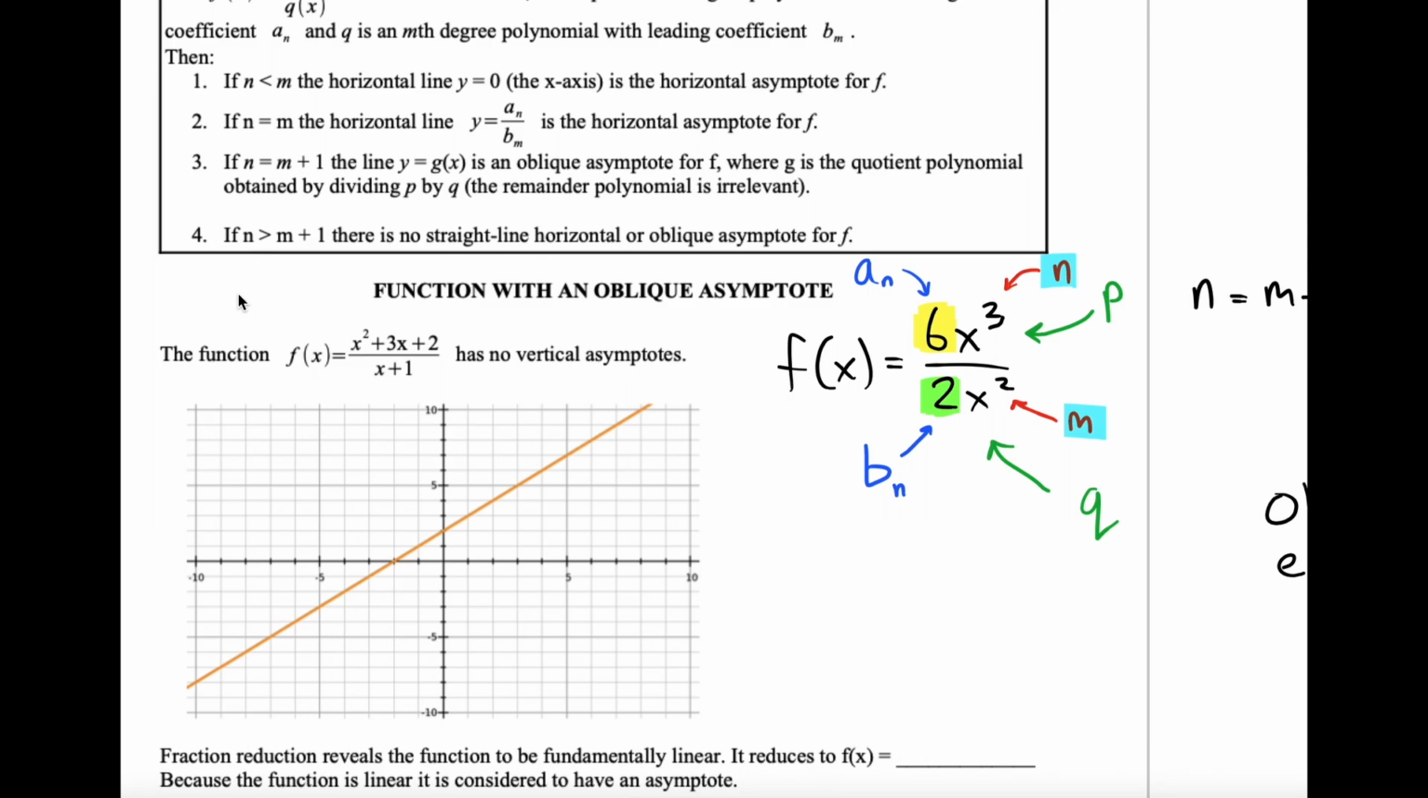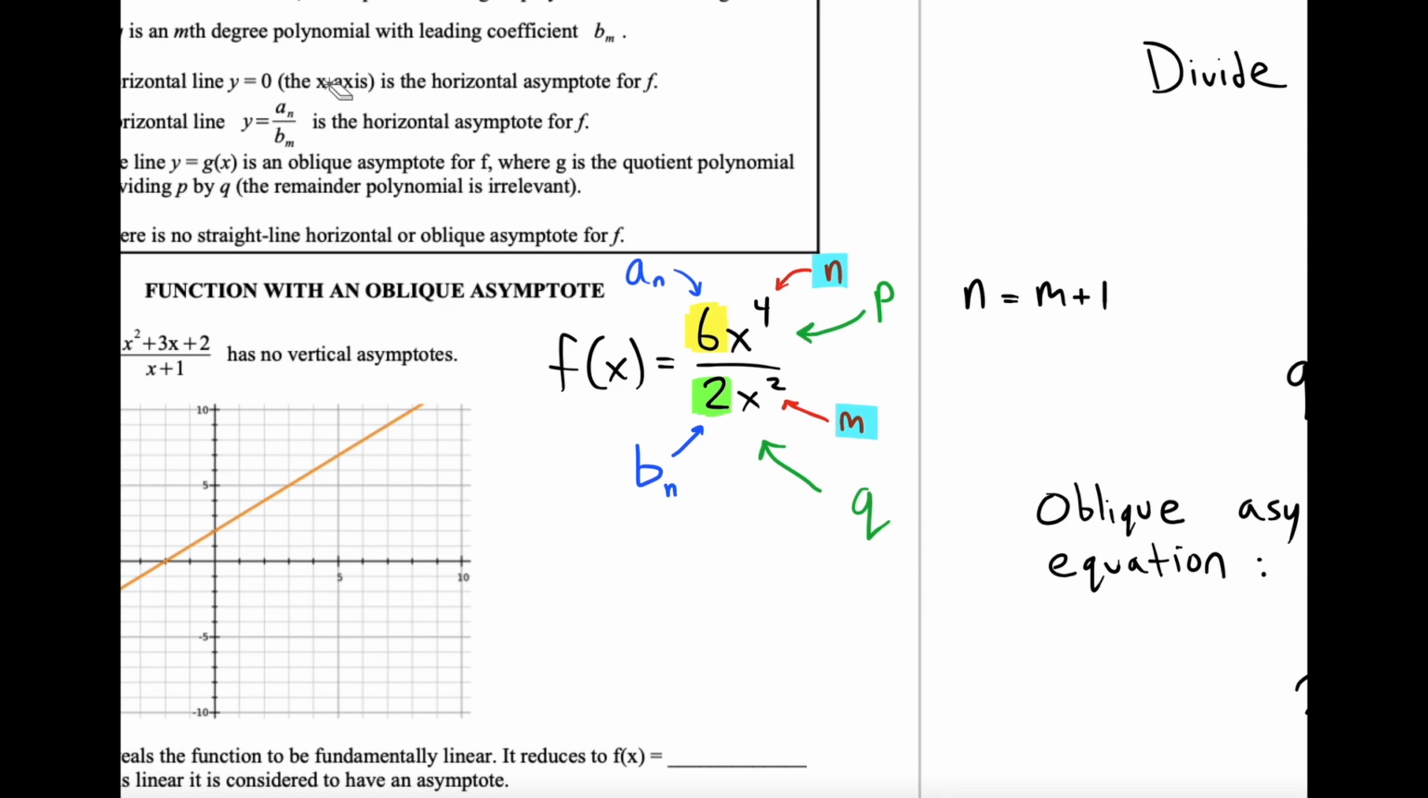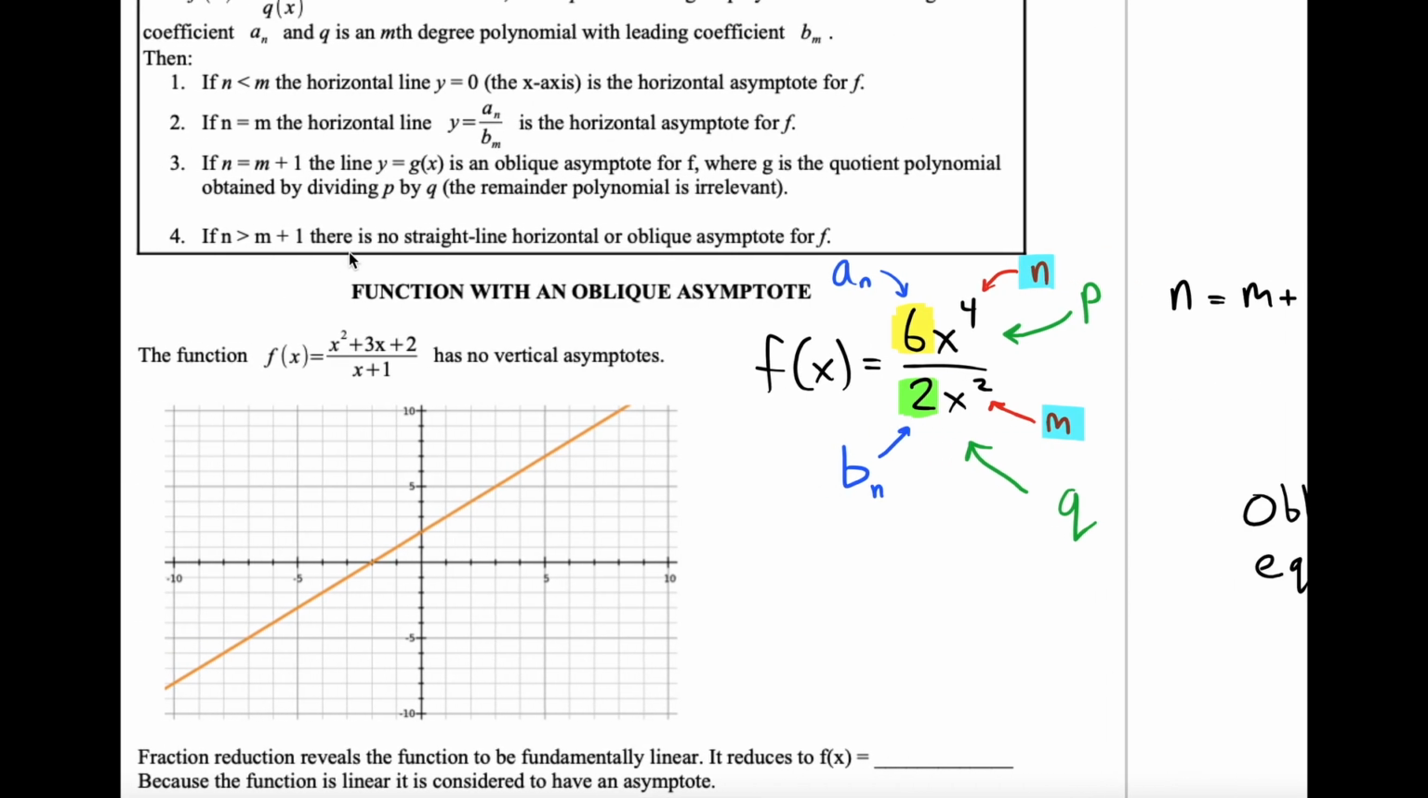Perhaps the degree of the numerator is more than 1 larger than the degree of the denominator. That would be something like 6x to the 4th over 2x squared. So in that case, n is like m plus 2. When this happens, it says there's going to be no straight line, horizontal, or oblique asymptote for the function.